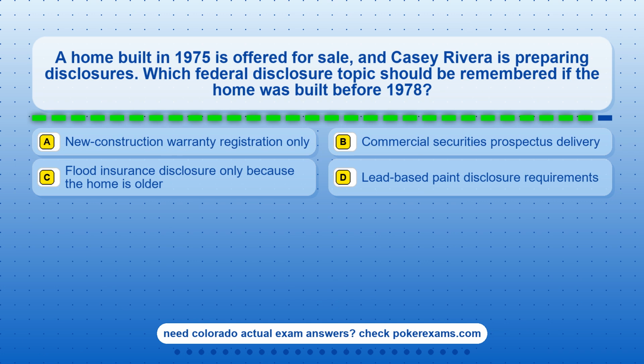Question 21. A home built in 1975 is offered for sale, and Casey Rivera is preparing disclosures. Which federal disclosure topic should be remembered if the home was built before 1978? Option A. New-construction warranty registration only. Option B. Commercial securities prospectus delivery. Option C. Flood insurance disclosure only because the home is older. Option D. Lead-based paint disclosure requirements.